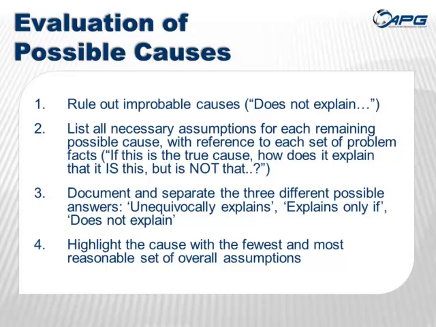As we begin to evaluate the causes, there's 3 possible answers. You can see there in bullet 3. Yes, it does explain unequivocally based on these known facts. Yes, it explains only if we make these assumptions, which of course we're going to document and make visible. Or it simply does not explain under any circumstances because of these facts. If it doesn't explain, we rule it out and we indicate why. If it does explain, we keep it in and keep testing. We list all of the assumptions that we need to make as we test the causes. And then ultimately, we're going to pick the cause that has the fewest assumptions, or at least the most reasonable set of assumptions, as our most plausible cause.